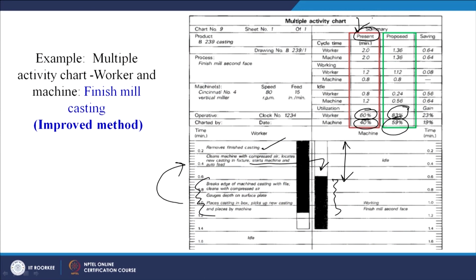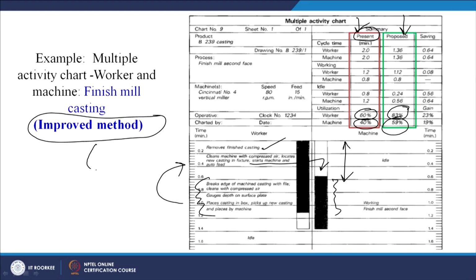So, that is the way the man machine chart can help us to improve the way we are doing our work. The present method was not that effective and efficient, but the proposed method of doing the work is better as compared to the current method of doing the job. So, this is the man machine chart for the improved method.